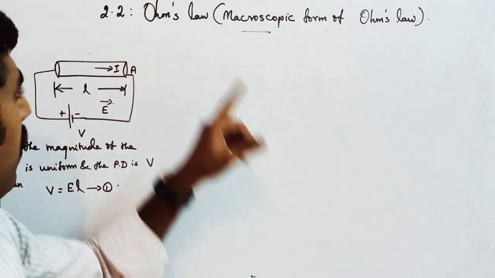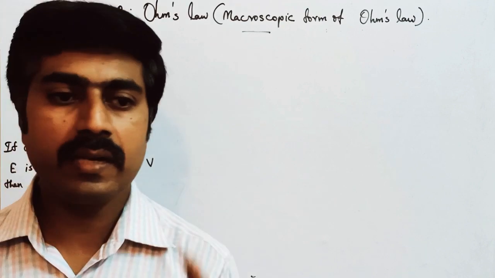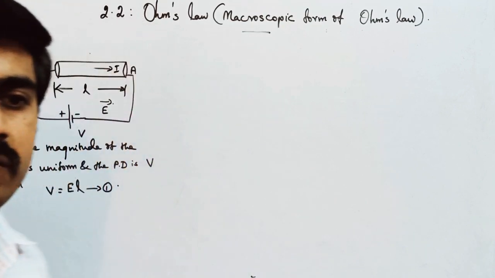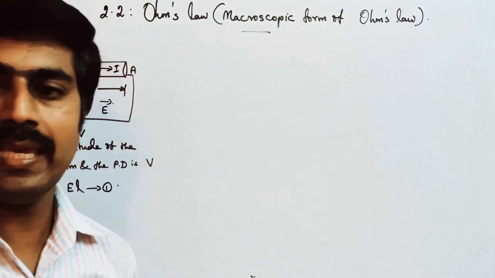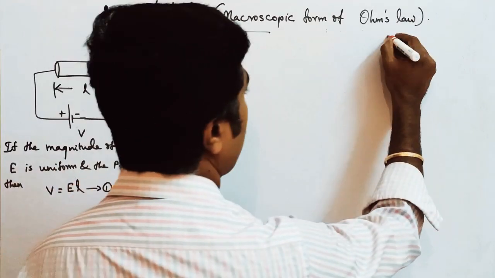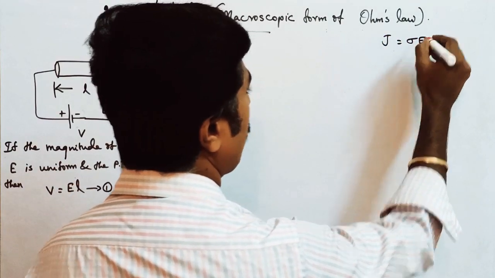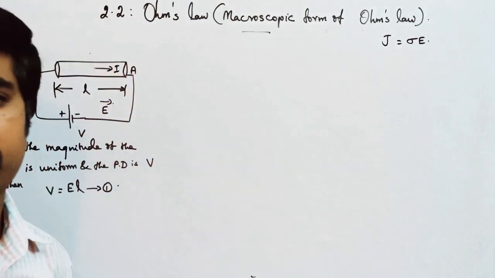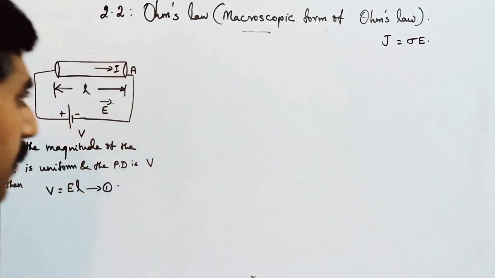Now, the Ohm's law can be derived from the equation J is equal to sigma E. What is the formula? J is equal to sigma E. So this is the microscopic form of Ohm's law. We saw it in the last topic, so I am using that.